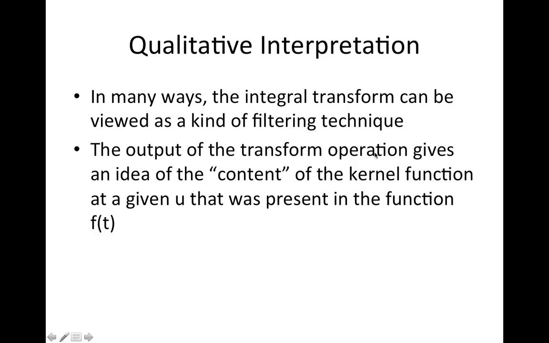In many ways, this integral transform can be viewed almost like a filtering technique, where the output of the transform operation gives us an idea of the content of the kernel function at a given value of u that was present in our original function f of t. If we use the Fourier transform as an example, omega, the transform variable, is the frequency. If you look at a particular value of omega, the Fourier transform gives you an idea of the amount of that frequency that was present in your original signal.